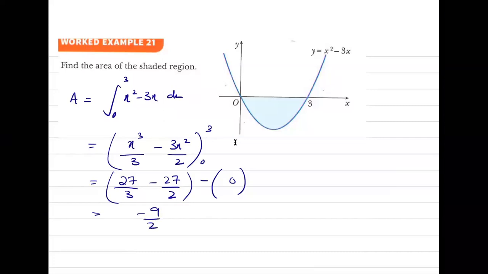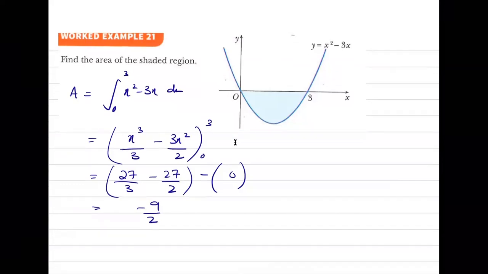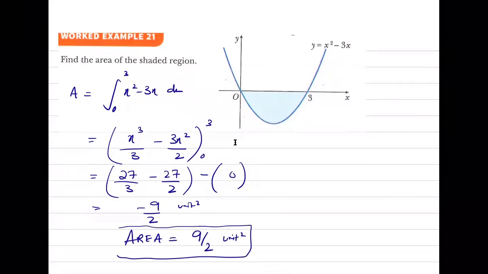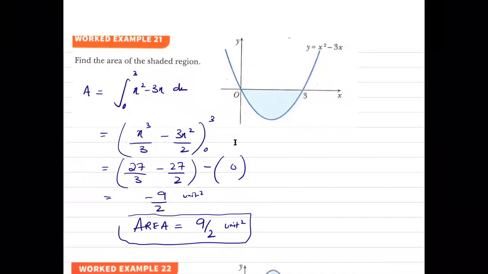Now, we know that area can never be negative. So this negative sign just indicates that area is below the x-axis. As a final answer for the area, you are just going to write 9 upon 2 units square. If you want, you can draw the diagram and copy down the solution.